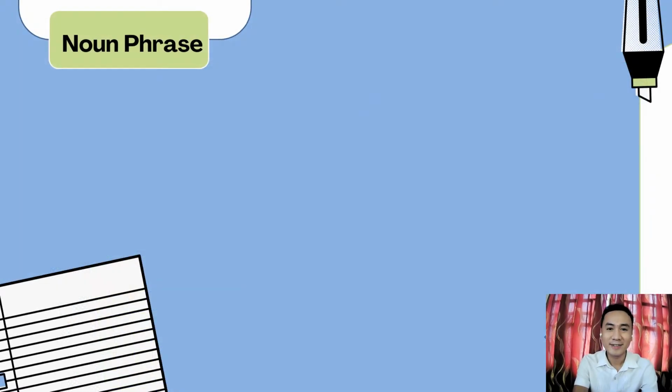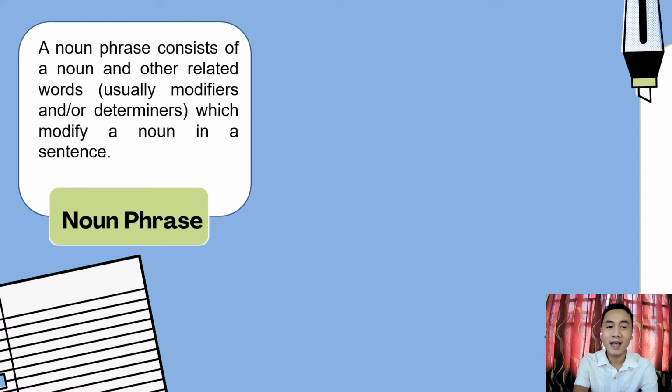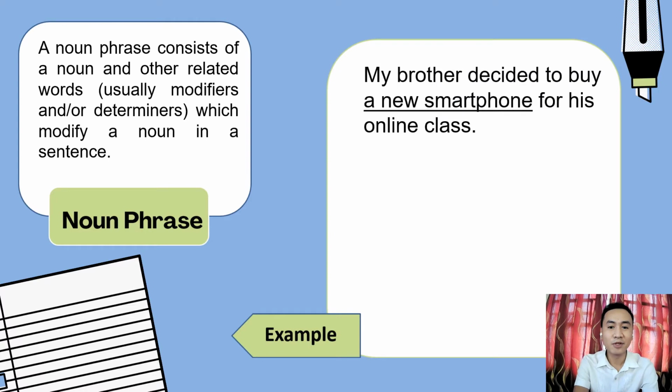Noun phrase. A noun phrase consists of a noun and other related words, usually modifiers and/or determiners, which modify a noun in a sentence. When we say modifiers, these are usually the adjectives or words that modify a certain noun. And when we say determiners, these are usually the articles a, an, or the that determine a noun is coming. For example, my brother decided to buy a new smartphone for his online class.